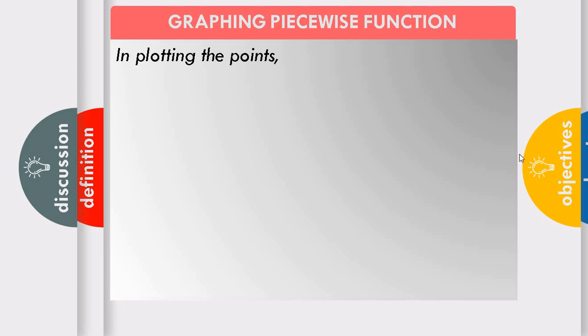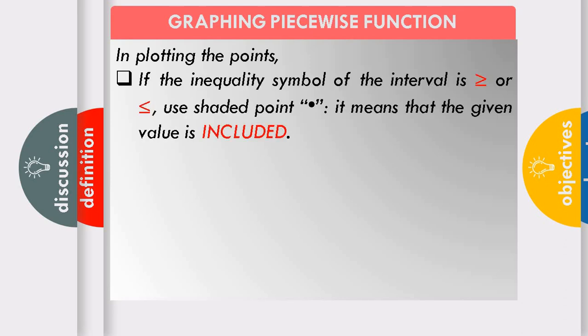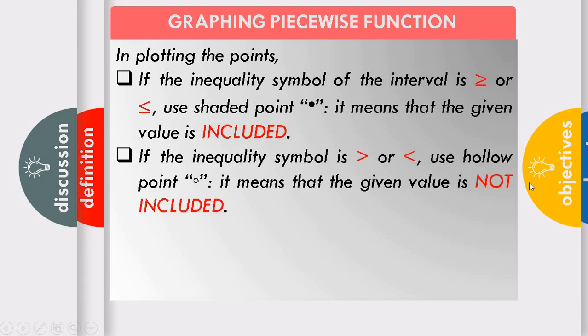So the next part of the lesson is about graphing piecewise functions. In plotting the points, we have some guidelines. If the inequality symbol of the interval is greater than or equal to or less than or equal to, use a shaded point. It means that the given value is included. Next, if the inequality symbol is greater than or less than, use a hollow point. It means that the given value is not included.